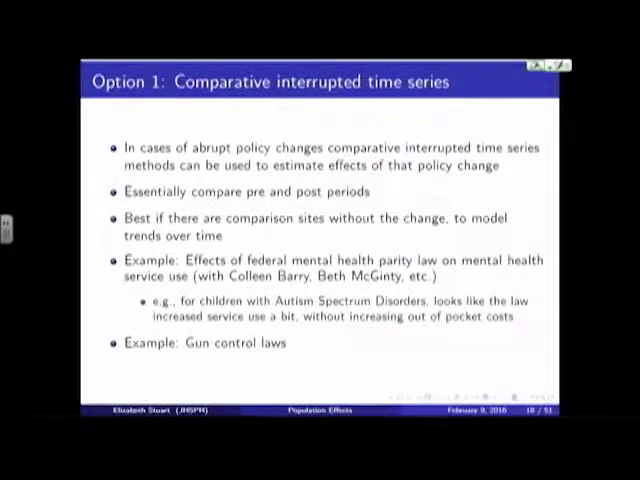The first case study I'll talk through is comparative interrupted time series. This approach is useful when there's an abrupt policy change. Essentially, it's a smarter way of comparing pre versus post. We can see what was happening in the pre-period, project what would have continued happening in the absence of some policy change, and compare outcomes with what we saw actually happened.